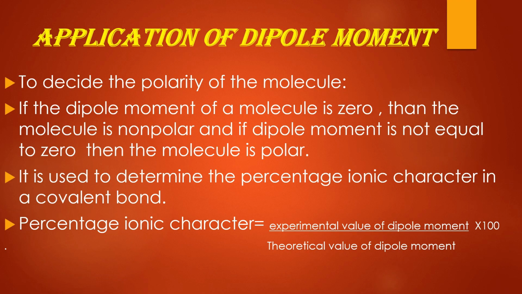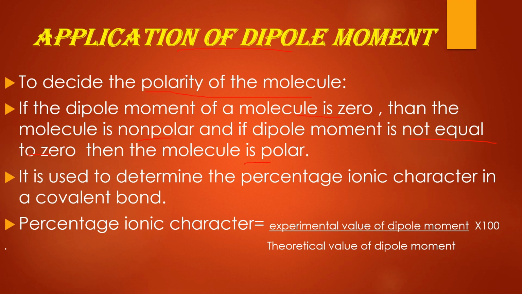Now the next is applications of dipole moment. The first application is that dipole moment helps to decide the polarity of the molecule. Now how does it decide the polarity? If the dipole moment of the molecule is 0, that means the molecule is non-polar. And if the dipole moment is not equal to 0, that means it is polar. For example, CO2 has dipole moment 0, that means it is non-polar. And water does not have dipole moment equal to 0, that means water is polar.